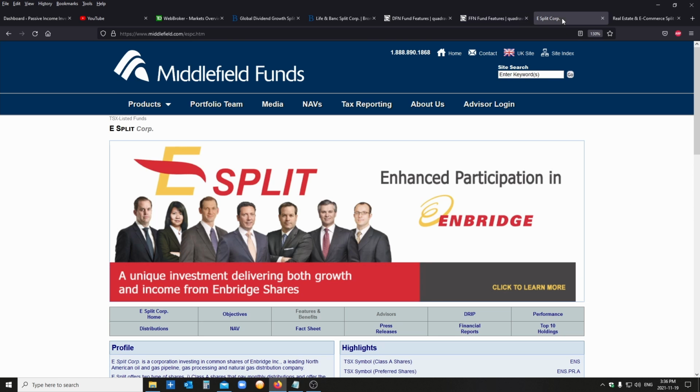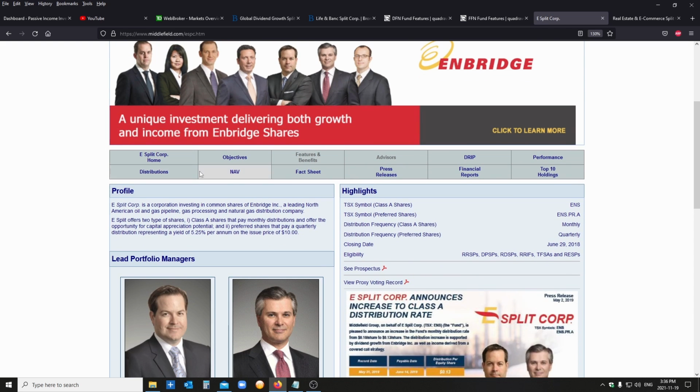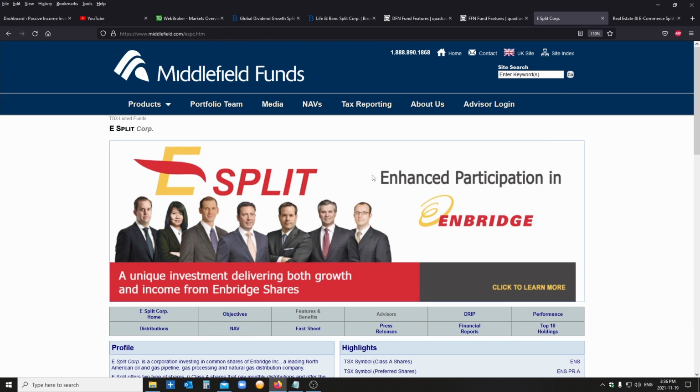Another one, let's go to the Middlefield one. Middlefield only has 2 split funds. We'll check them out together. They have the E Split Corporation, and this is an example of a split fund that only has one company in it, Enbridge. It's the only stock in this split fund. As you can see, enhanced participation in Enbridge, right? That's because you get leveraged exposure.